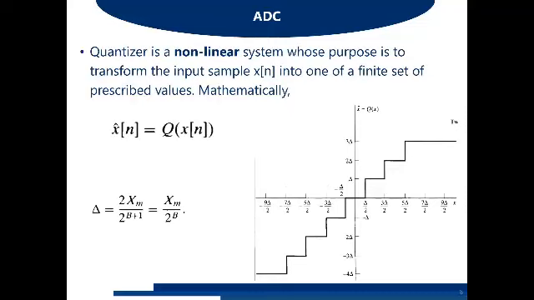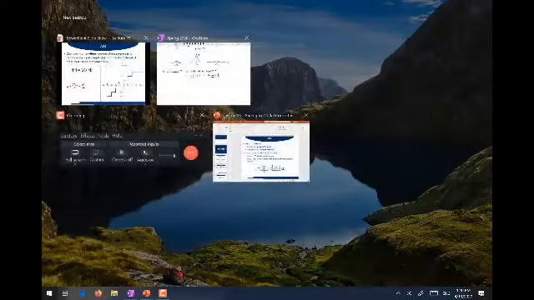As we have already discussed the C to D converter in detail, containing sampling and zero order hold, now we will move towards the second block of ADC, which is quantization, or the quantizer. The quantizer is a non-linear system whose purpose is to transform the input sample X of n into one of a finite set of prescribed values. Mathematically, it is a non-linear transformation. It takes input data which is a discrete time sequence, and applies a non-linear transformation to convert that data into a finite level sequence. How this happens, we will see with an example.